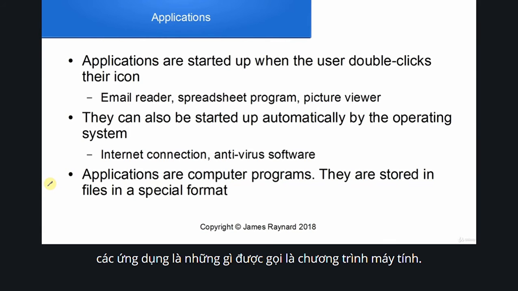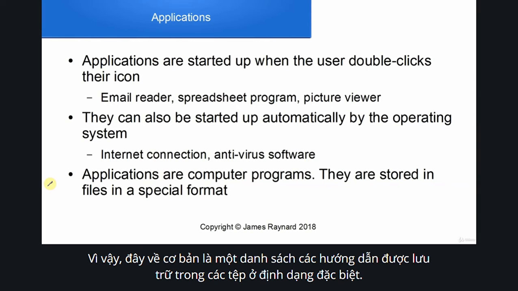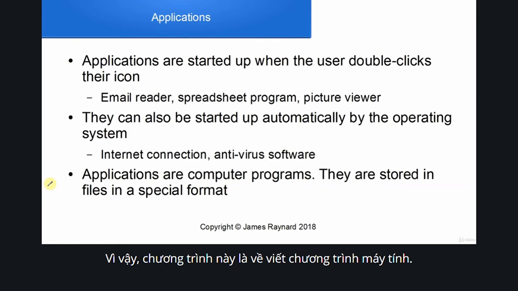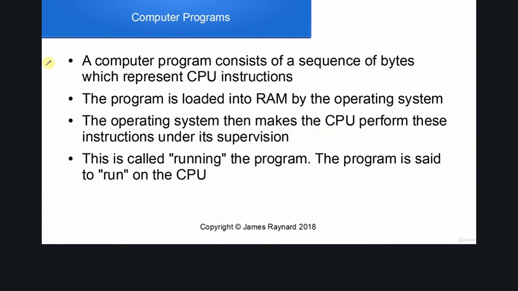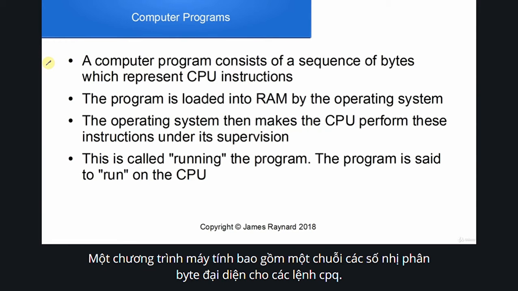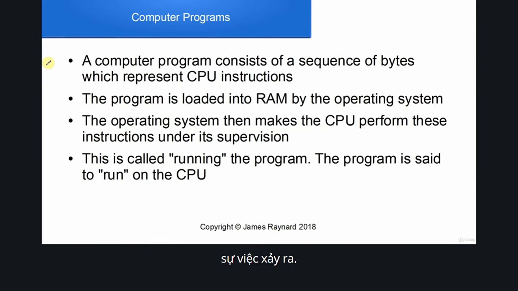Applications are what's known as computer programs. So this is basically a load of instructions stored in files in a special format. So this program is about writing computer programs. So let's try and learn a bit more about how they work. A computer program consists of a sequence of bytes, binary numbers, which represent CPU instructions. So these numbers are going to be converted into electrical signals inside the CPU, and that'll make things happen, we hope.